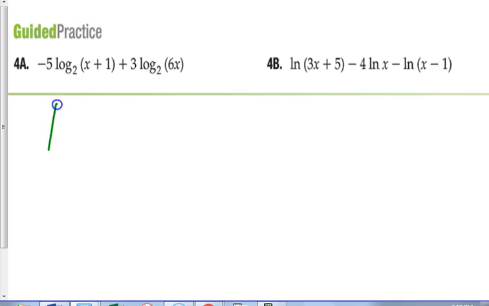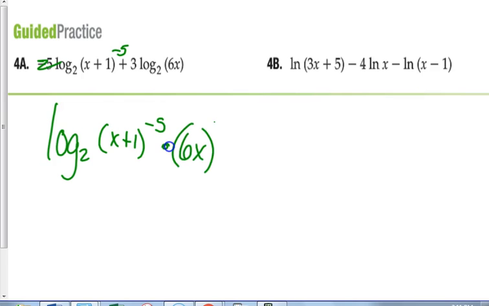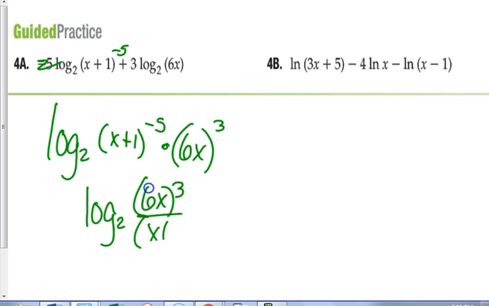Okay, condense. Yeah, I'm not liking this. Which is log of x plus 1 to the fifth, negative fifth, like she said. 6x to the third, with parentheses. And what should we probably do with that? Put in there. So 6x to the third over... Okay, so 6x all to the third over x plus 1 to the fifth. Yeah, that's disgusting. All right, this one's not as bad.